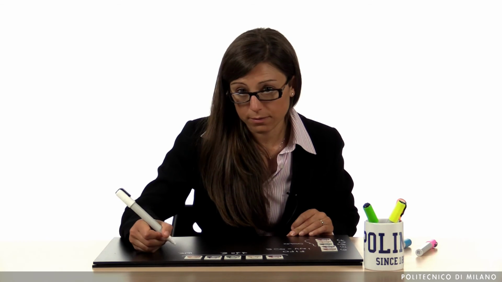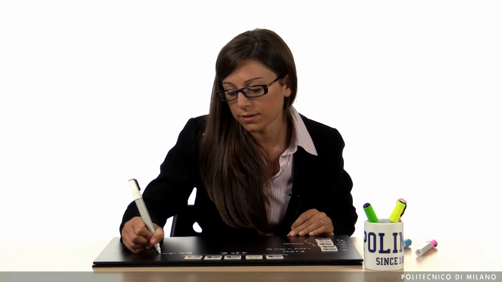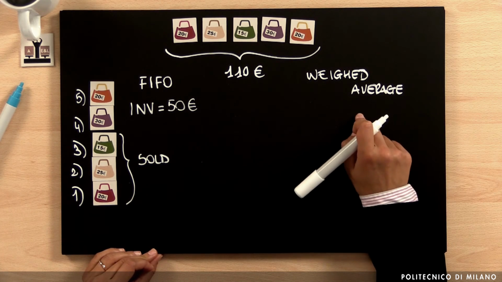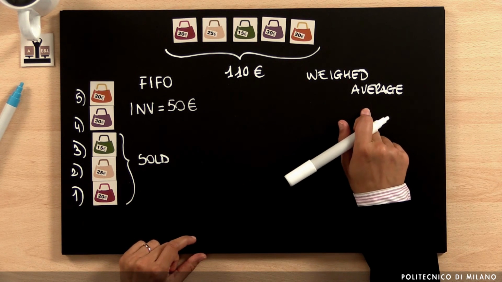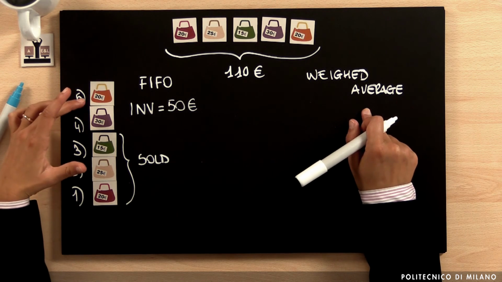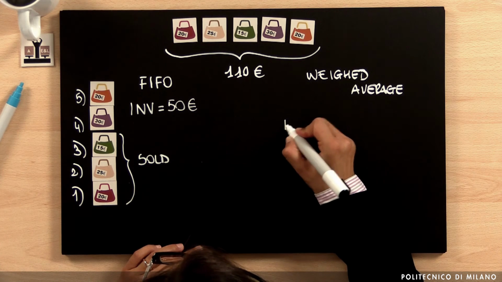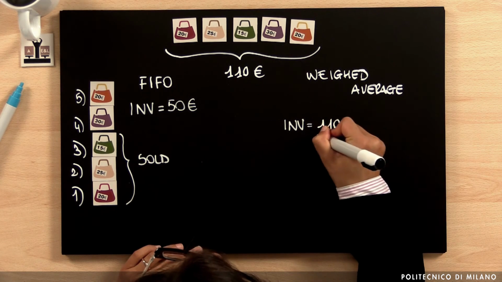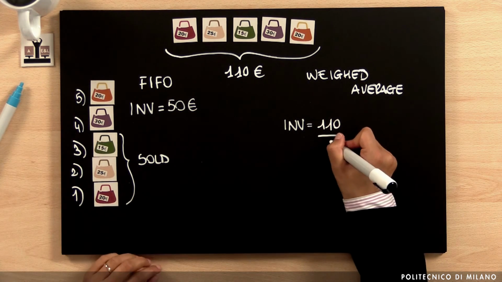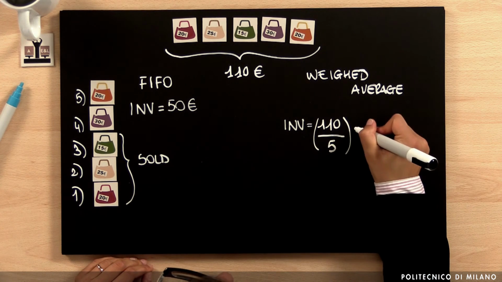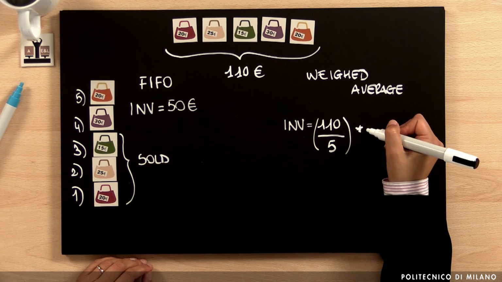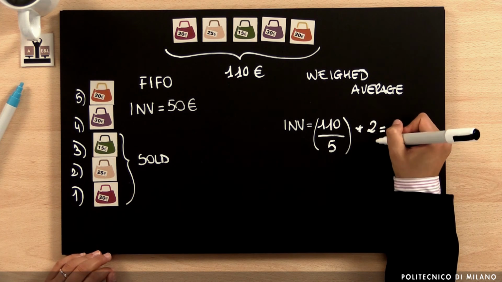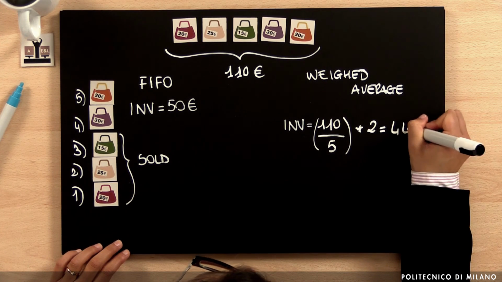We have different calculations that we need to do in the moment in which a weighted average is adopted. The weighted average, as we can imagine from the name, is simply a weighted average of the amount of inventories that we have in the warehouse. So in this specific case, the value of the inventories will be the overall value of the inventories, so 110, divided by the total number of products that we have, 5, multiplied by the number of inventories that we have inside the warehouse. In this case, we have 2 bags which are inside the warehouse. So the weighted average will give us a value of 44 euros.